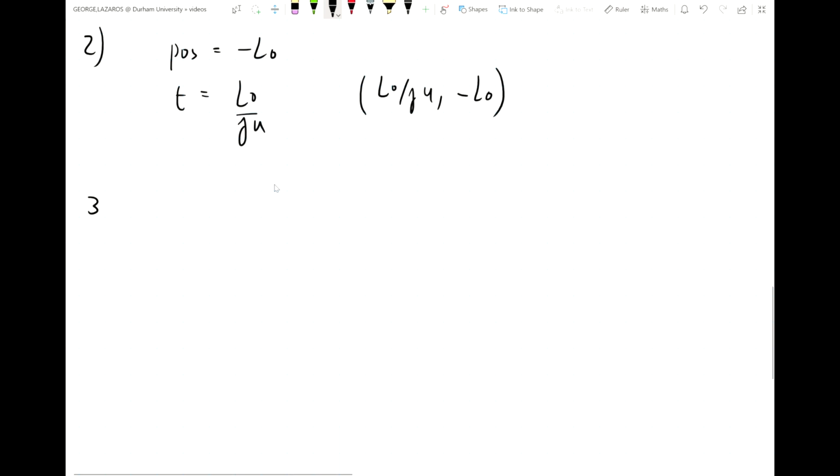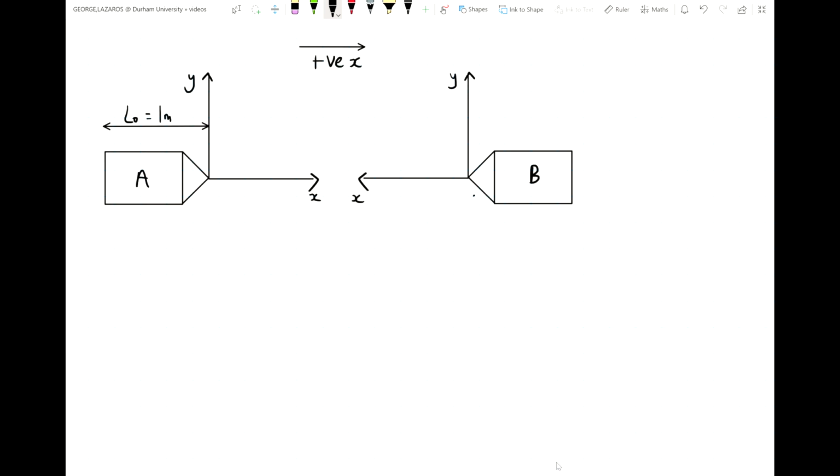Now we're going to do number 3, where the tip of B, let's go back to the diagram, the tip of B is now passing the tail of A.